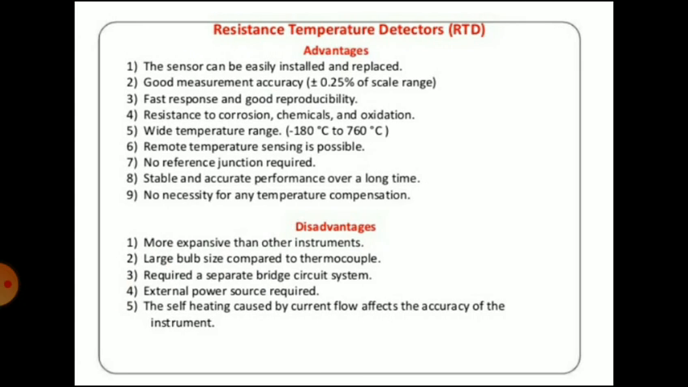We will see some advantages and disadvantages of the RTD. Advantages: the sensor can be easily installed and replaced, good measurement accuracy, fast response and good reproducibility, resistance to corrosion, chemicals and oxidation, wide temperature ranges that you can measure, remote temperature sensing is possible, no reference junction is required, stable and accurate performance over a long time, and no necessity of any temperature compensation.